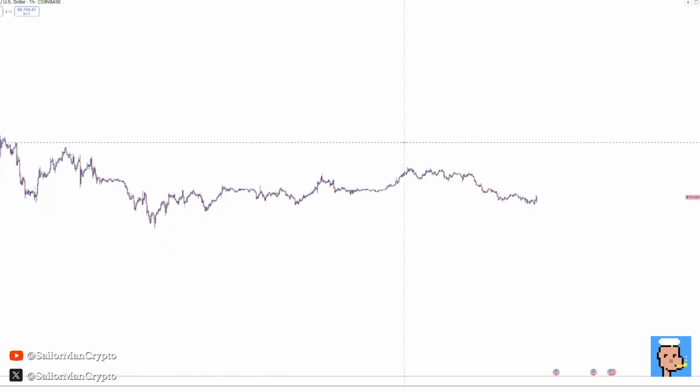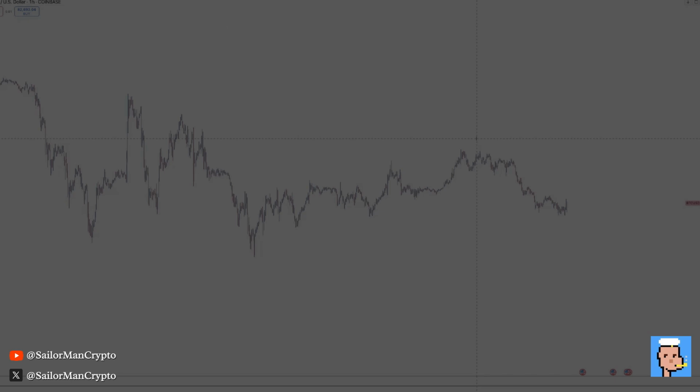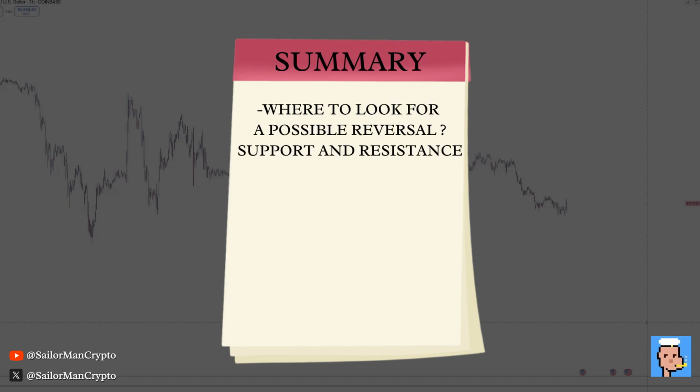I think that's pretty much it. So just trying to summarize what we have discussed for the trend reversal trading strategy. The first important part is where to look for a possible trend reversal. And the best place to look for a trend reversal are well-known support and resistance levels or supply and demand levels. Perhaps we can do a video in the future where we clarify better how to determine and how to use supply and demand.